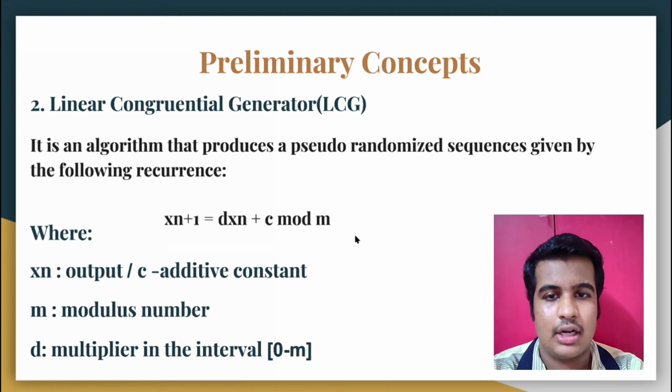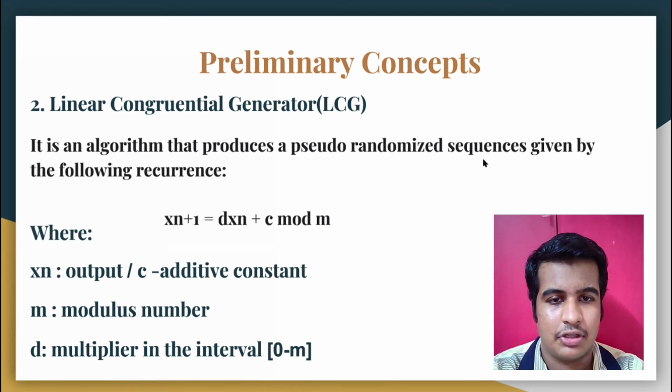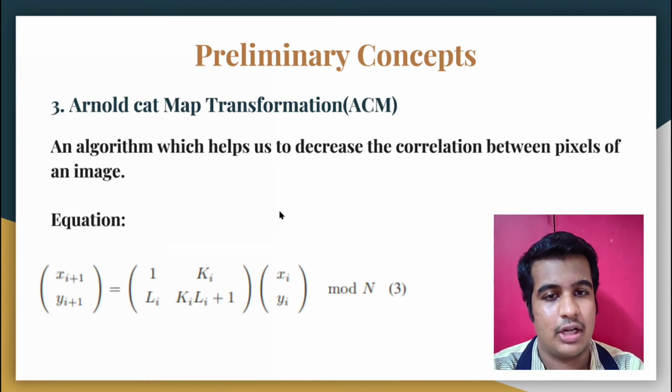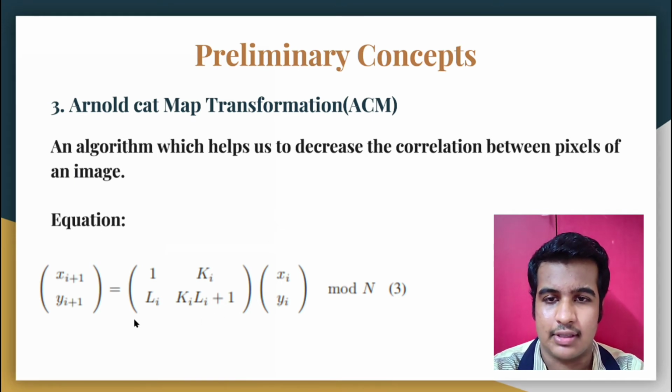The second concept I would like to discuss is the linear congruential generator. This is a function which generates pseudo-random sequences based on the equation we can see here. These sequences are governed by x as a variable and c as the additive constant. Next we have the Arnold cat-map transformation. This method reduces correlation between pixels. This is important because less correlation means it is harder to decipher the pixels of the image. It is given by the following equation.